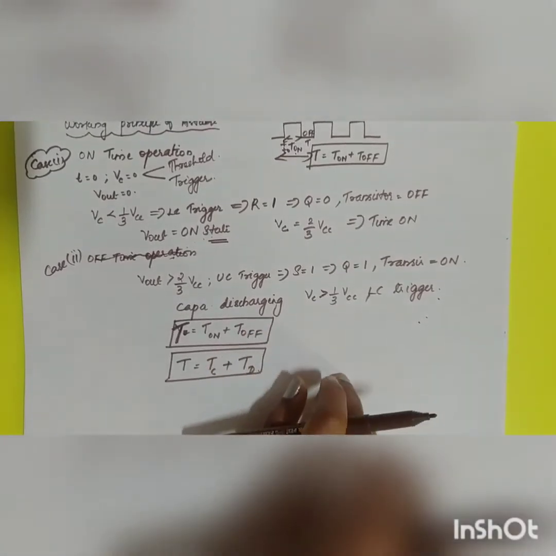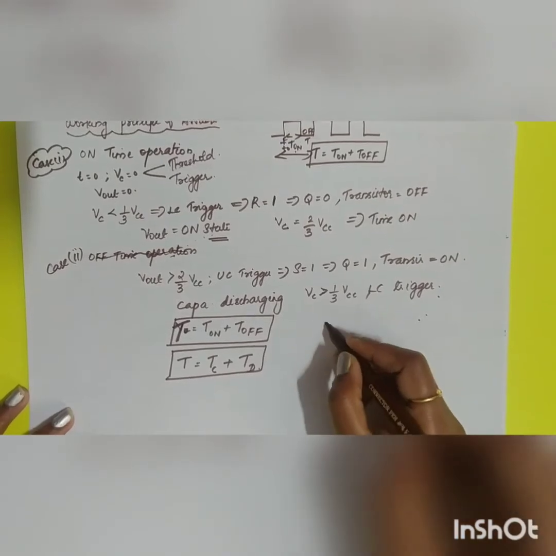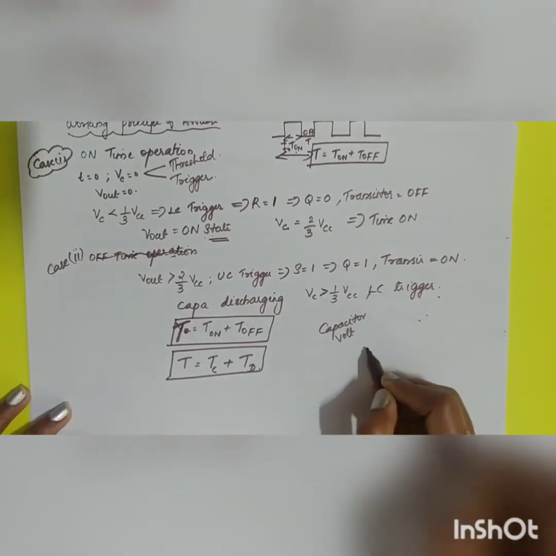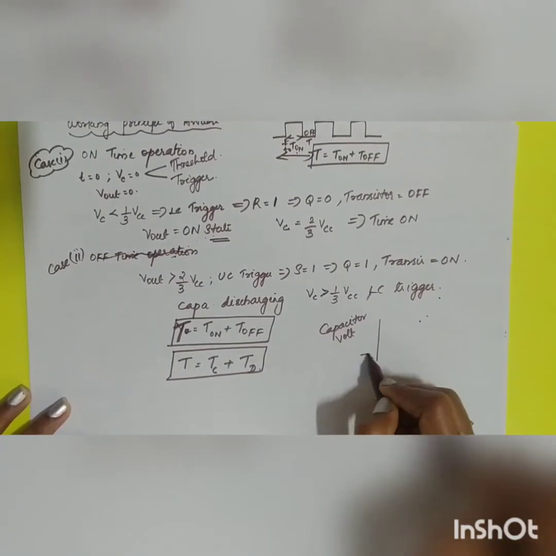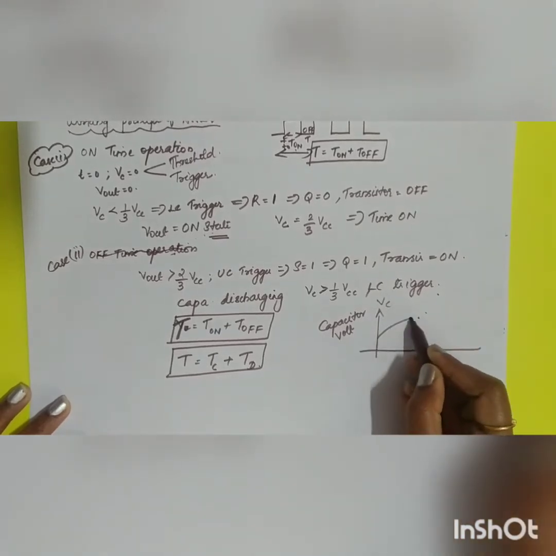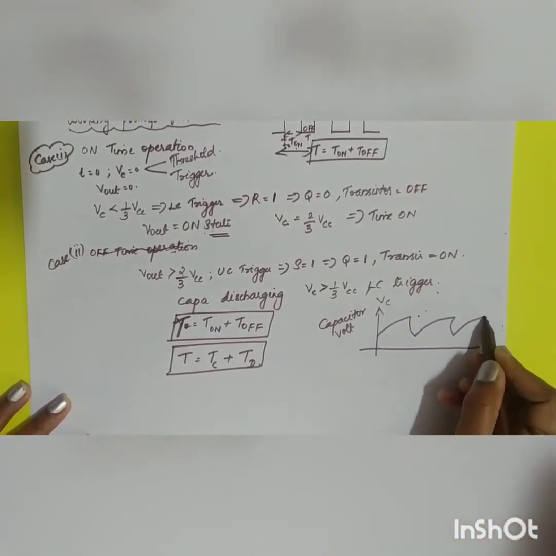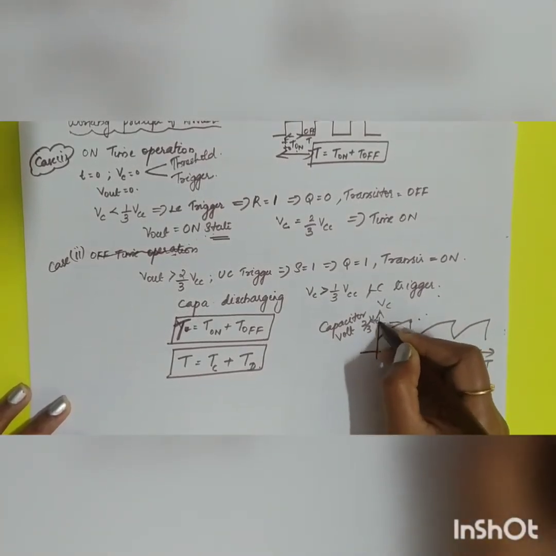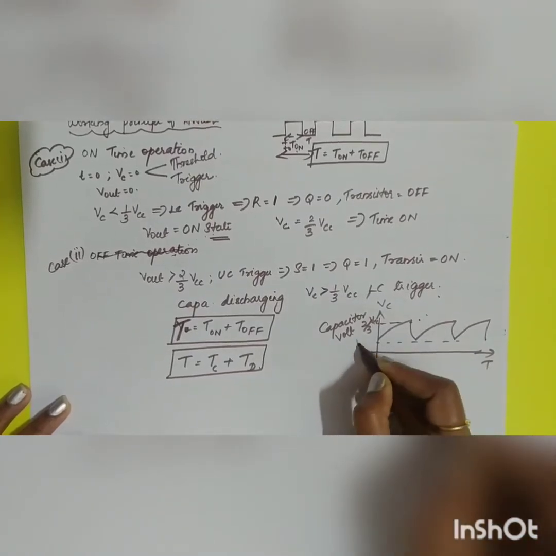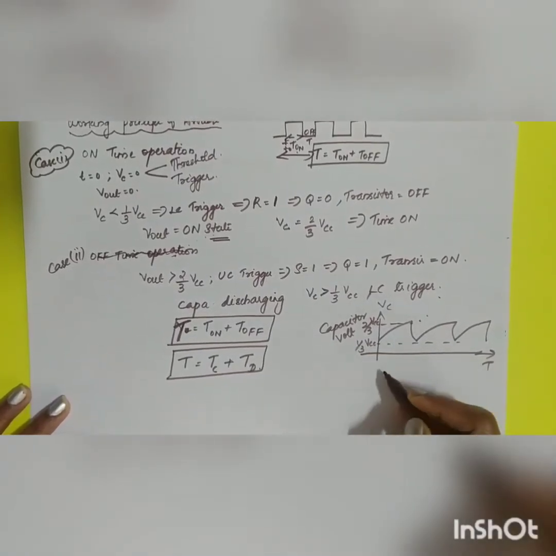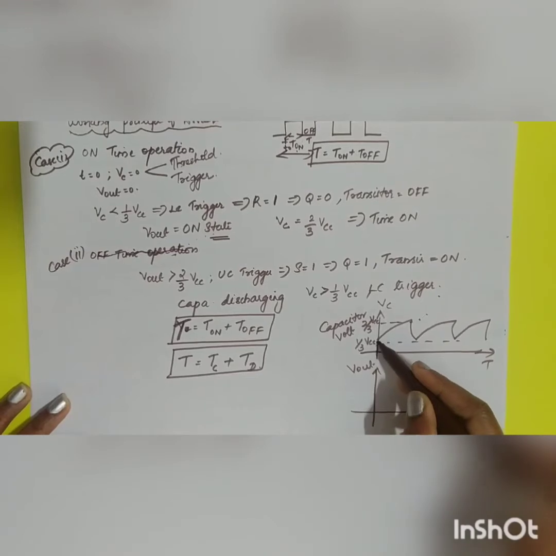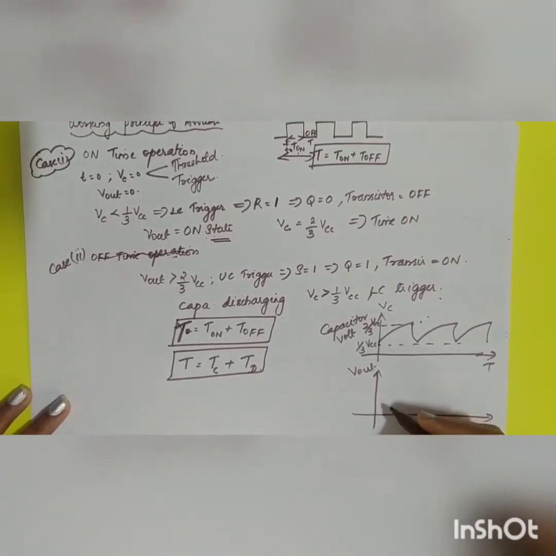So now if I give the waveform, what will be your waveform? Let me consider the capacitor voltage VC. Okay, so what will happen to your capacitor voltage VC? It will be charging from 1/3 VCC to 2/3 VCC, right? Over time. So this will be your 2/3 VCC and this will be your 1/3 VCC. Okay, so what will be your corresponding output? Corresponding output V out: when it starts to charge, your output will be high. It will be maintained high.